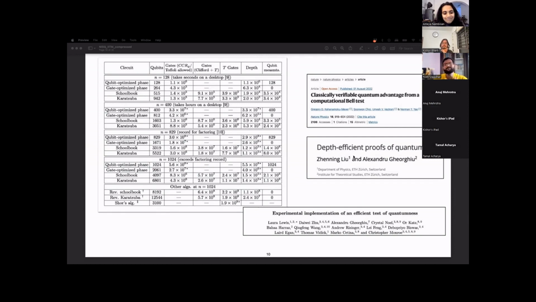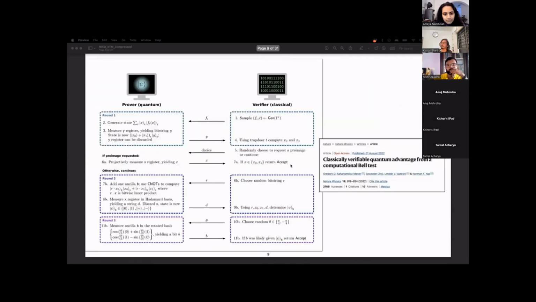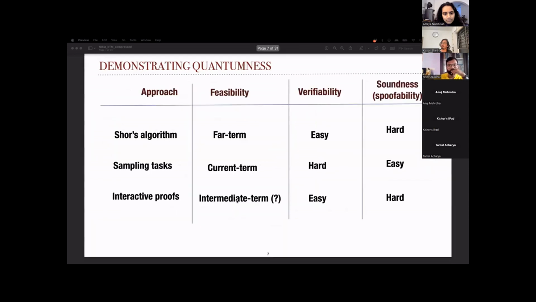So we need a protocol which can be implemented on, let's say, a 1,000 width circuit, but also the depth should be within 1,000. So some kind of trade-off is required. This is, I would say, one of the holy grails of near-term quantum computing: coming up with an interactive proof protocol, or some protocols which can be used to demonstrate quantumness, for which feasibility is easy, verifiability is easy, and soundness is hard. We do not have any protocol like that at the moment. So this is a very important open question, and worth pursuing.